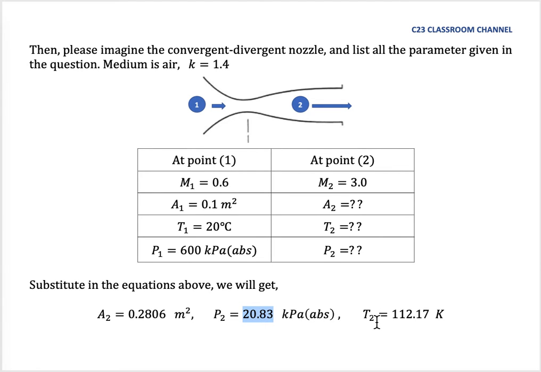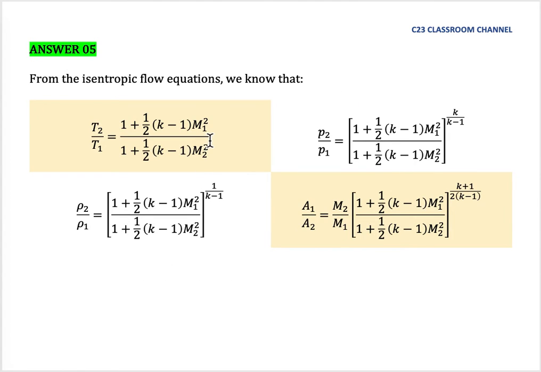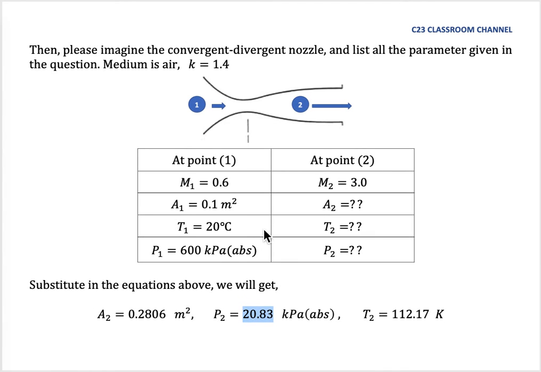And then to get the value of T here, we will use the equation for temperature here. We substitute all the values, and please bear in mind that you need to change the unit here from degrees Celsius into Kelvin. So when you solve that calculation, you will get T2 is equal to 112.17 Kelvin.